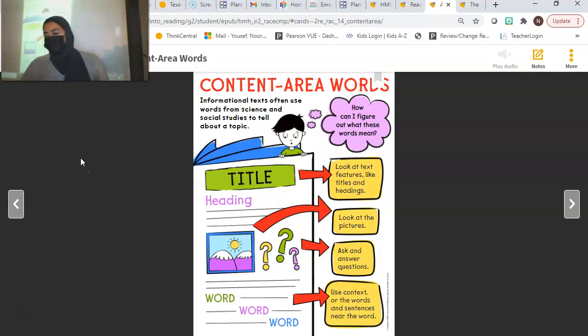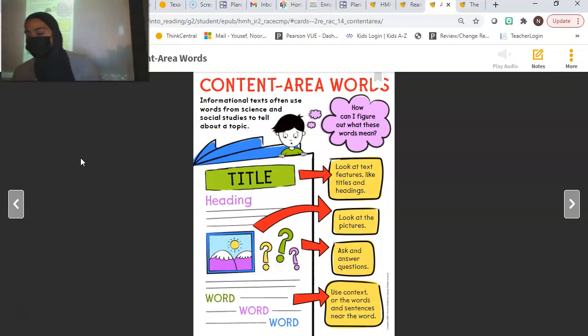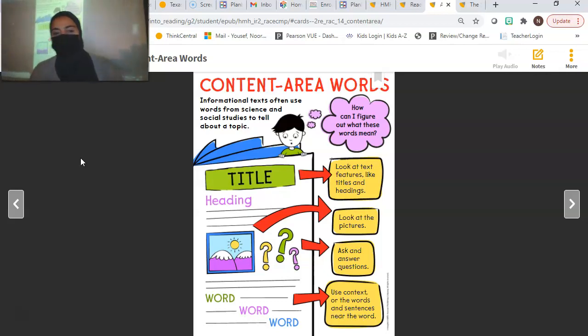Okay, welcome. Your HMH lesson for today, 6.2. We are talking about, mostly focusing on, content area words. We're going to be reading a story today. Before we read the story, let's talk about what content area words are.